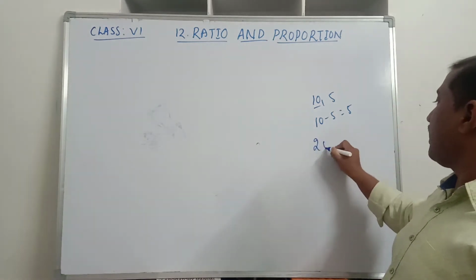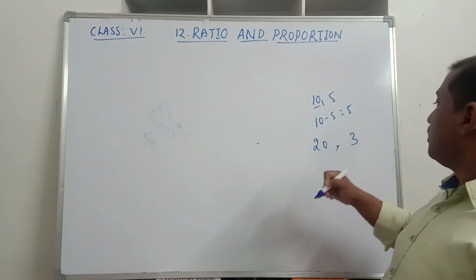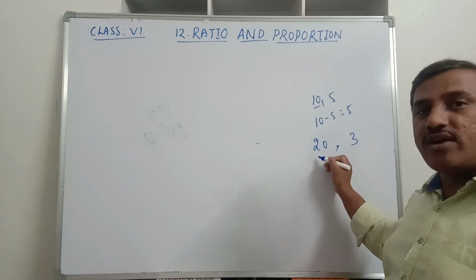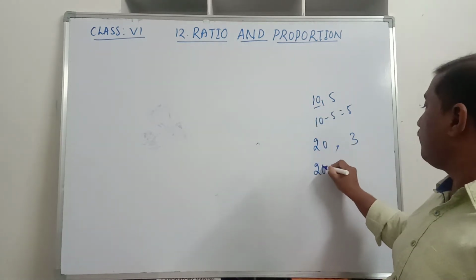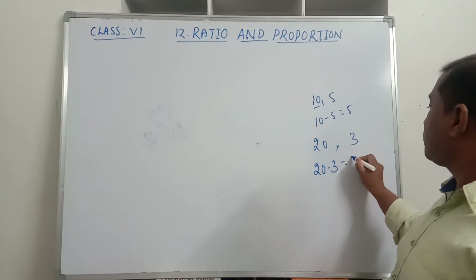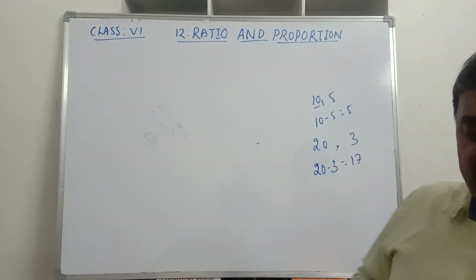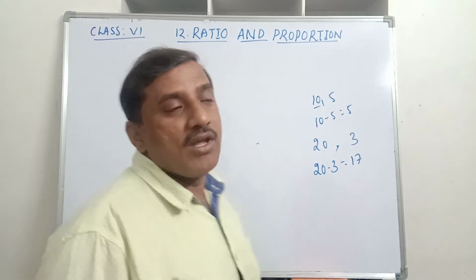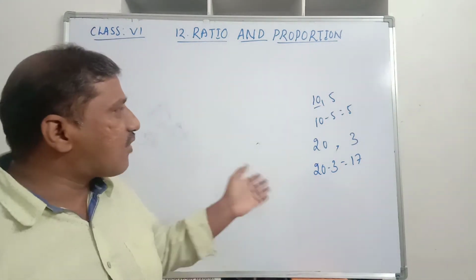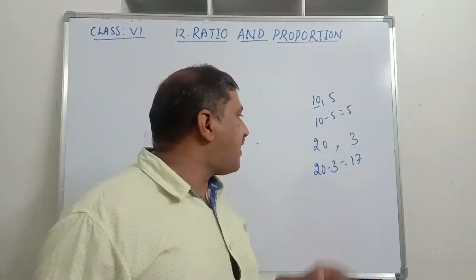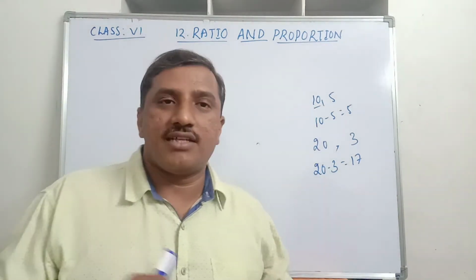Similarly, take 20 and 3. Which is greater here? 20 is greater. How much more is it? Again we will subtract, 20 minus 3, it is 17. So 20 is more than 3 by 17. So here we are comparing 2 numbers, 10 and 5, 20 and 3, by subtracting.